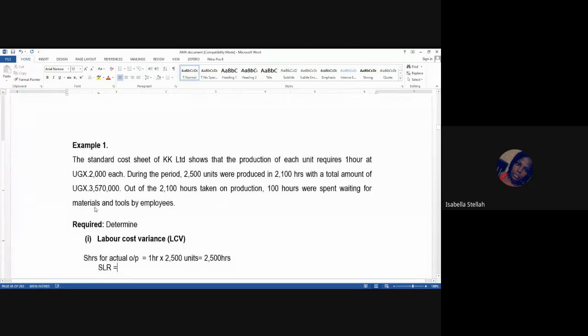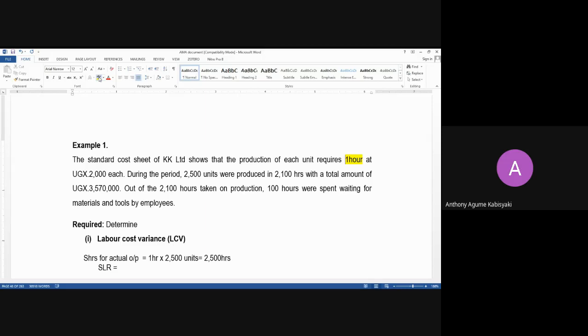The 2,500 are units, not hours. Yes, because they are saying these are units. It is okay. What am I trying to determine? I want the standard hours for actual output, and they're saying that each unit requires 1 hour.